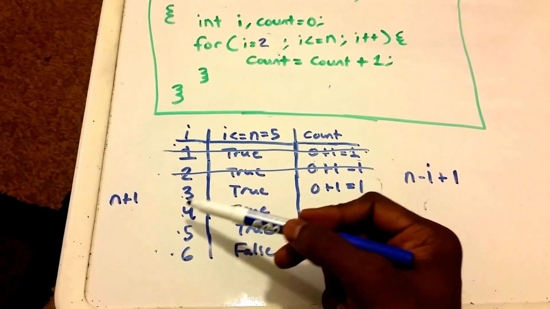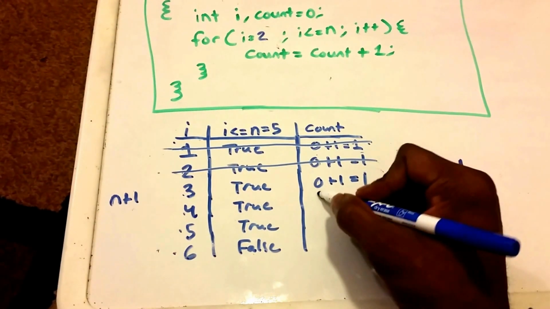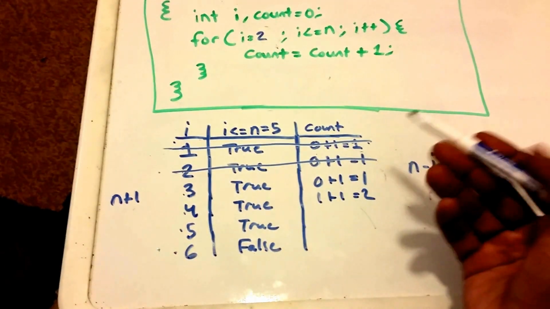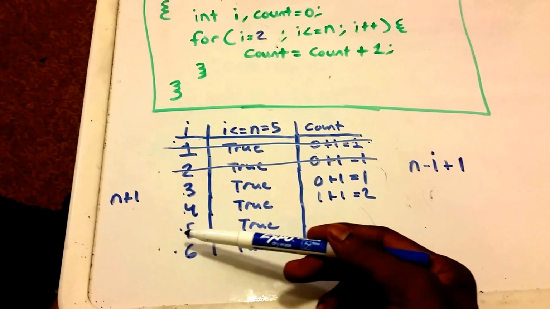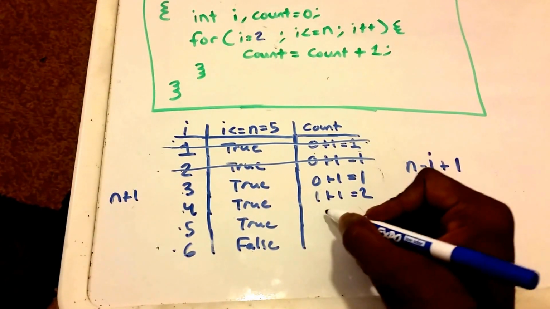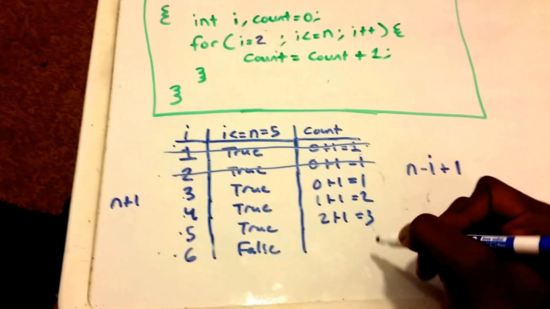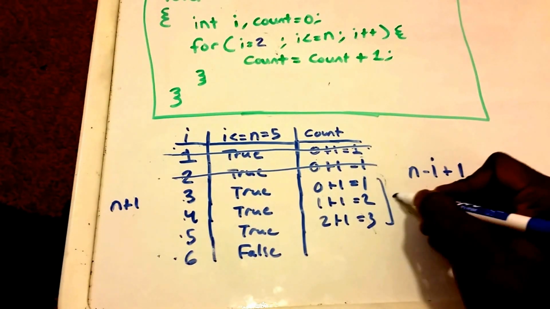And then i increments to 4. Is 4 less than or equal to 5? Yes. So we do 1 plus 1, which equals 2. And then i is going to increment by 1 more time. So it becomes 5. Is 5 less than or equal to 5? Yes. So we do 2 plus 1, which equals 3. So this runs 3 times, right?